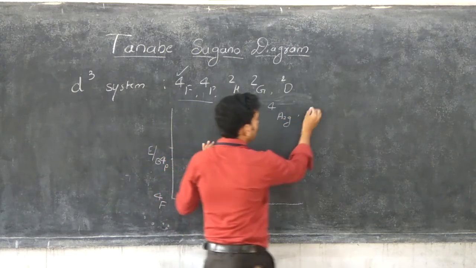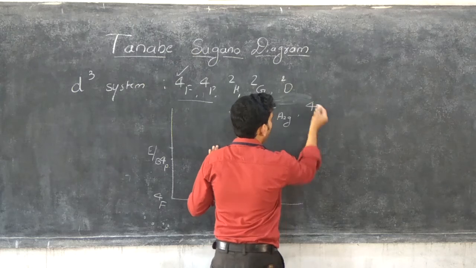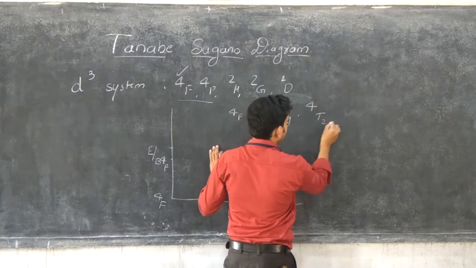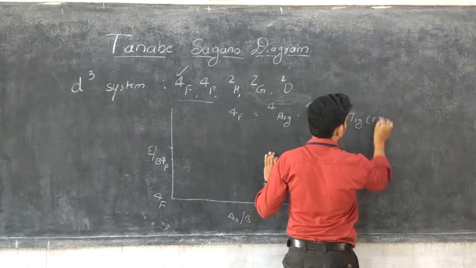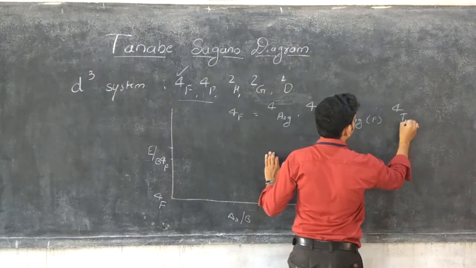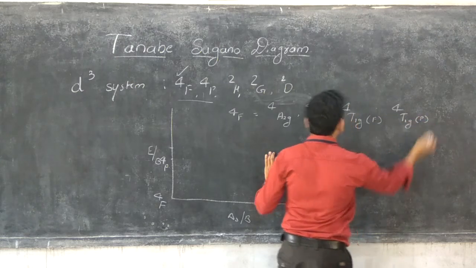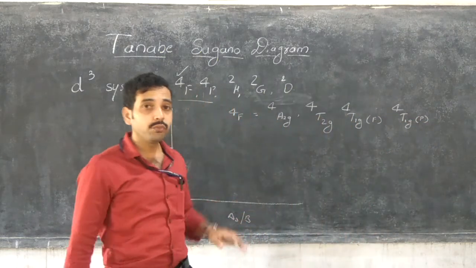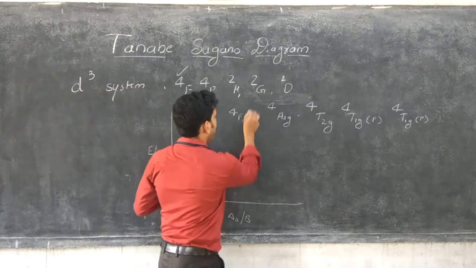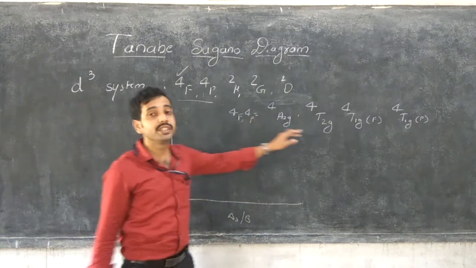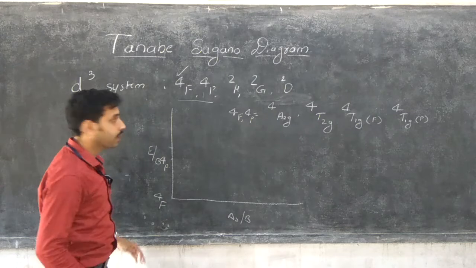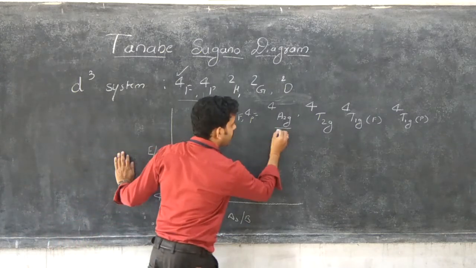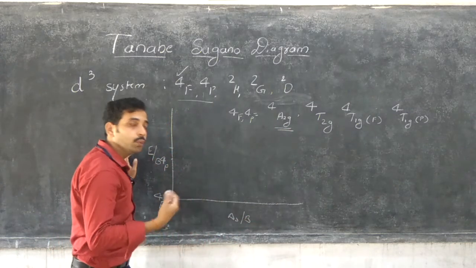means its transitions or the Mulliken terms are 4A2g, 4T2g, 4T1g of the F term, then 4T1g of the P term. These are the 4F and 4P terms belonging to these transitions. That's why we can draw the Tanabe-Sugano diagram. Here, the lowest term is 4A2g.